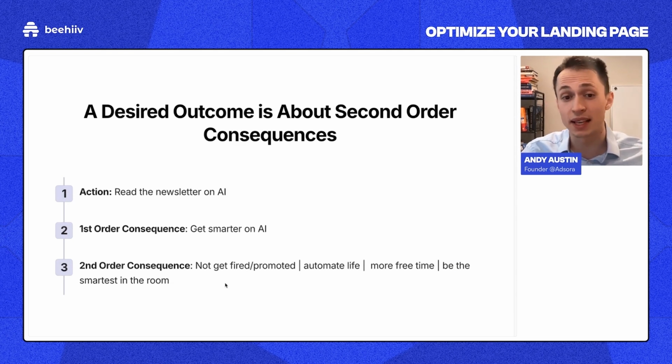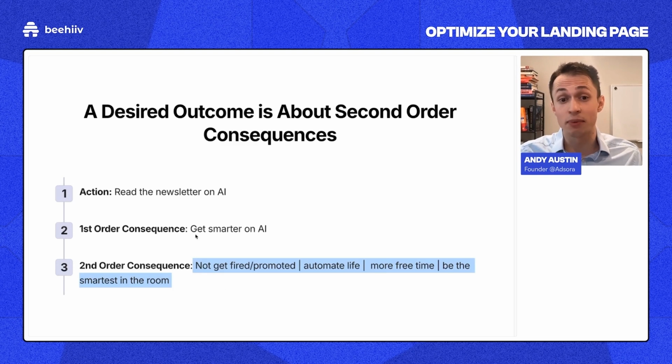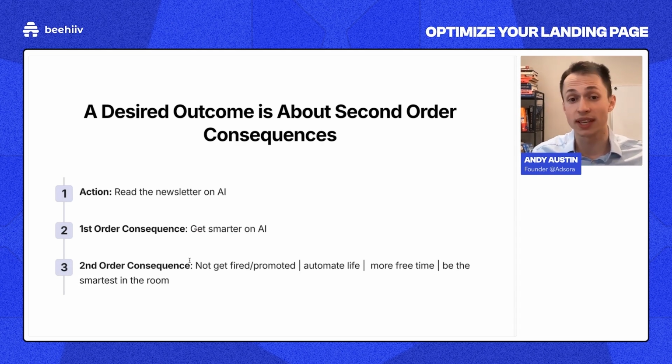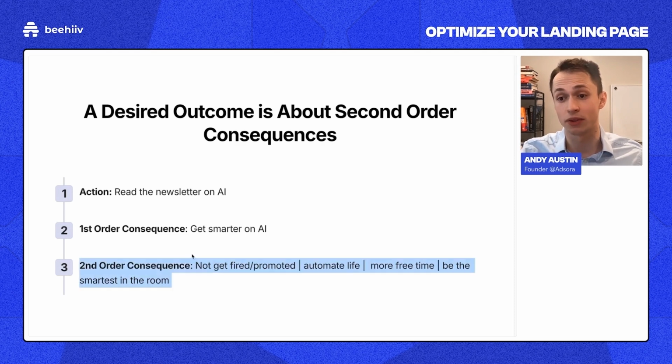Now, these things can also be a little bit dangerous because people might want to get smarter on AI, but there's segments, right? So some people want to get promoted. Some people want to get free time. Some people just want to feel the smartest, feel the best. So it might be really good at the small scale, when you specifically target these people, but as you scale up, it might not resonate necessarily with everybody who lands on your landing page.